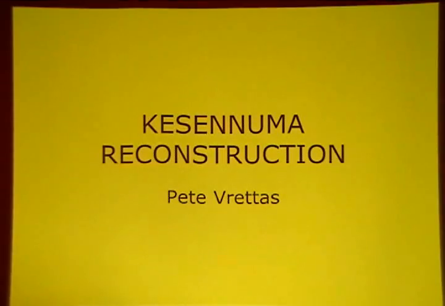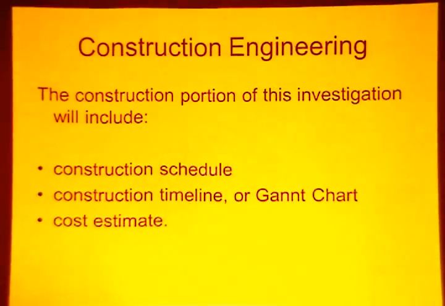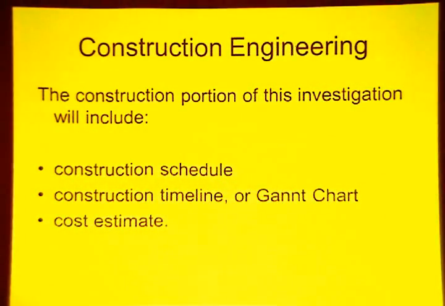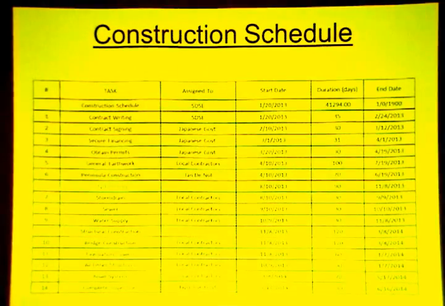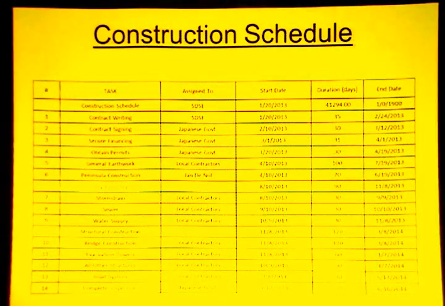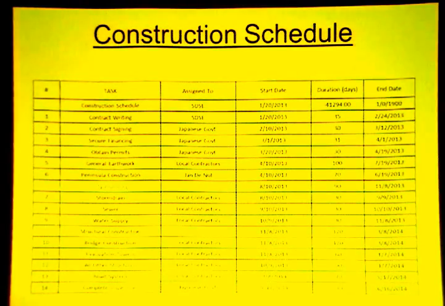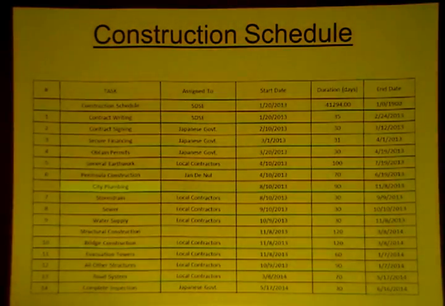My name is Pete Bredis, and I'm the construction engineer for the Kesennuma reconstruction project. The construction portion of this project will include a construction schedule, timeline, and cost estimate. The construction schedule will be broken down into 14 categories as shown. The main categories will be administrative, earthwork, water drainage and supply, structural construction, road system construction, and the final inspection.